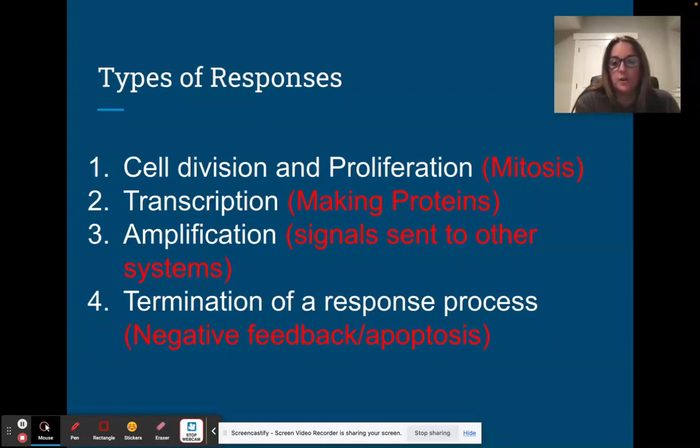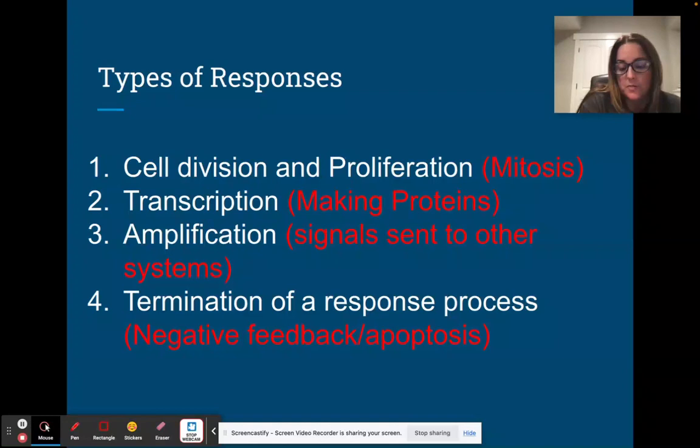Amplification, if you remember in the fight or flight video that we watched, is when some systems release molecules that then amplify the response in other systems. So lots of things are happening. So one little scare and the release of epinephrine, and now we have lots of reactions that are taking place in the system.